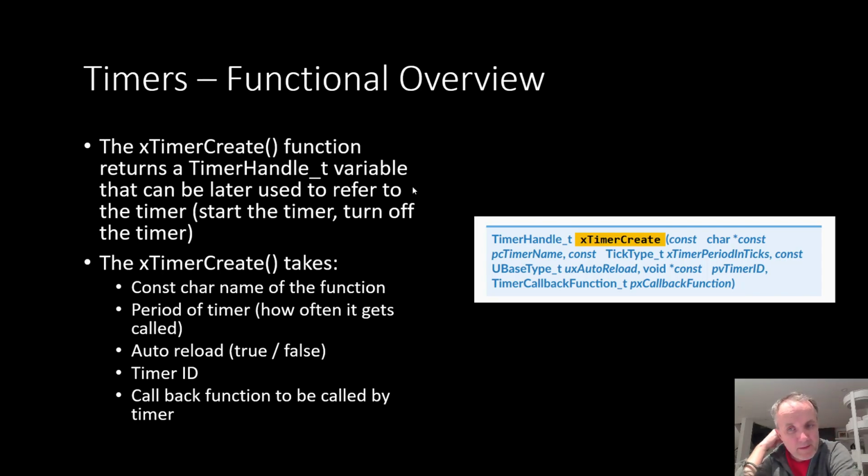So here's just how you create a timer. A timer handle, TimerHandle_t, is returned, and you have to store that as a variable. xTimerCreate is the call. It takes, look here, a const char name, the period of the timer, right here, whether or not it's going to be auto reloaded, a timer ID if you want to change the default timer in ESP32, and the callback function that will be executed at the end of the timer.